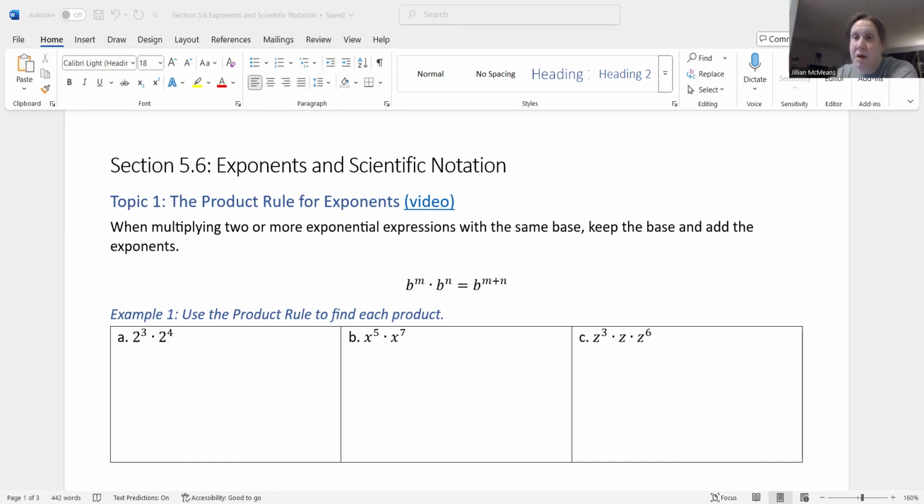So for topic 1, we have the product rule for exponents, okay? When you have exponents, there are different rules that make simplifying exponential expressions just a lot easier, okay? Before we dive into this rule, I do want to just make sure everybody's on the same page. Exponential notation.